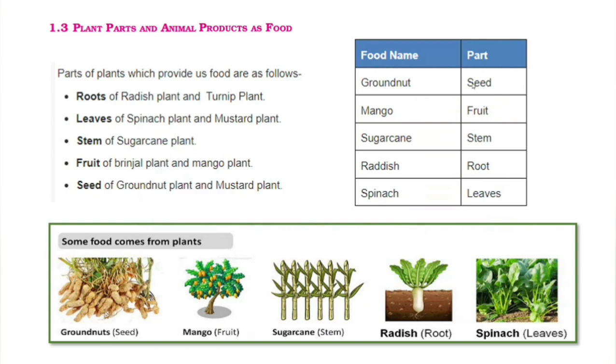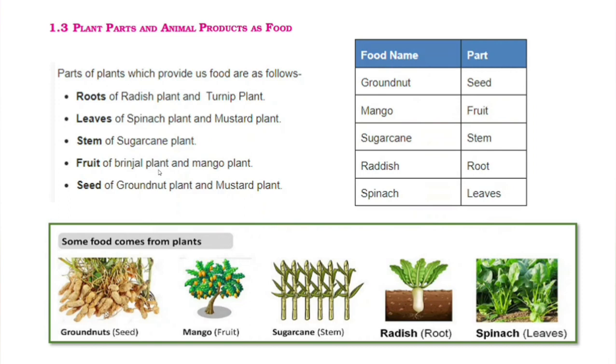So food is groundnut, which part we are eating? Seed. Food is mango, we are eating fruit. Sugarcane, we eat stem. Radish is the root and spinach are the leaves. So all these are the different parts of the plant which we are eating as a food item, right?